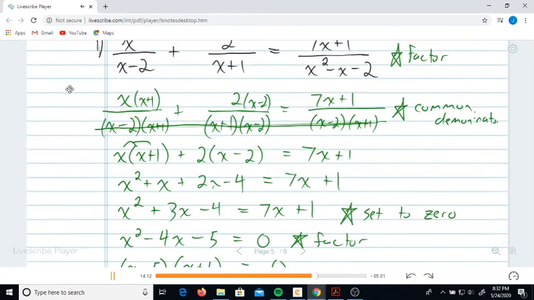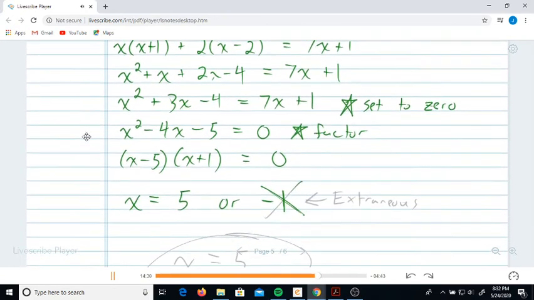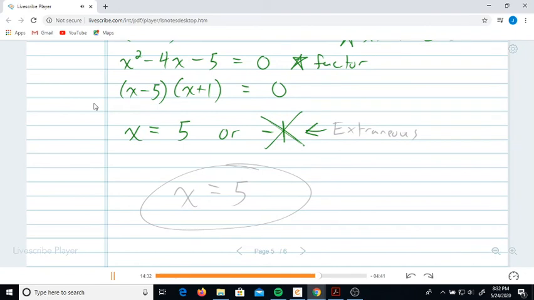Now you want to be careful here. If we look at the original statement, any solution is okay so long as it's not 2 or negative 1. If it's 2 or negative 1, we get division by 0, which creates undefined values. So if it's 2 or negative 1, we have to throw it out, which means we have to throw that one out because it is extraneous. So there's only one solution that works here, and that one solution is 5.